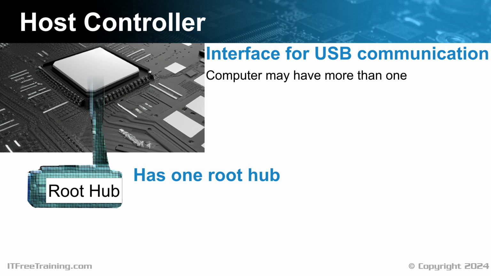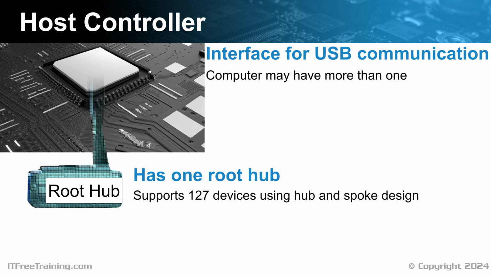The host controller has one root hub. This means the host controller transfers data in and out of the chip. The host controller is connected to the root hub, which is responsible for transferring data to any of the USB devices connected to it. Each root hub can support 127 devices using a hub and spoke design.